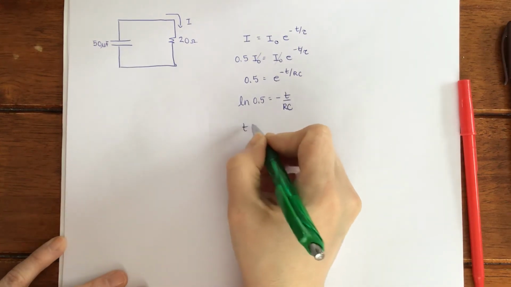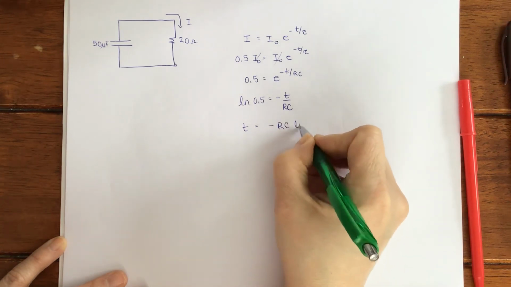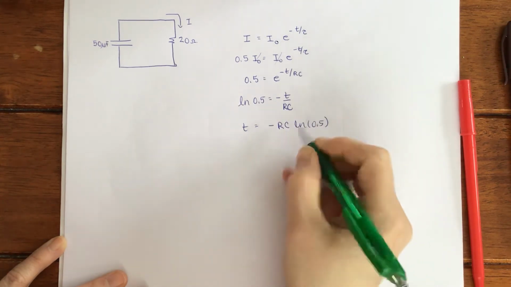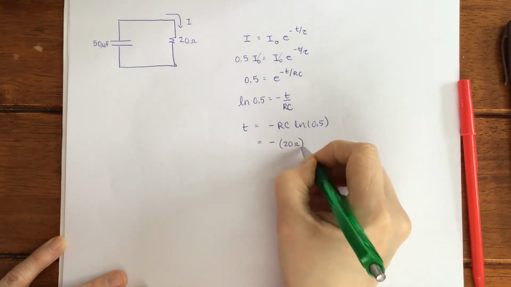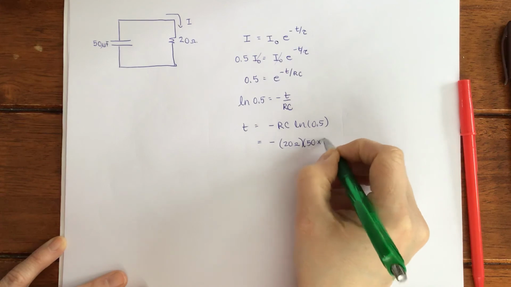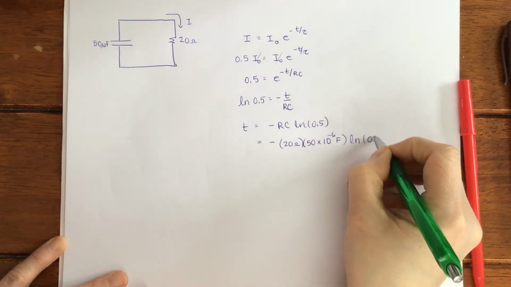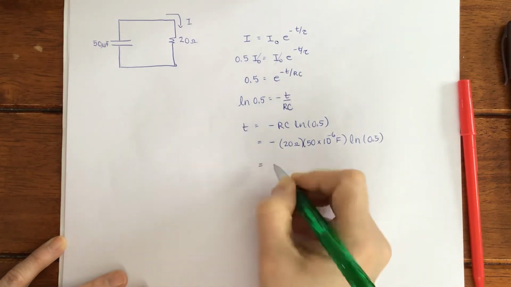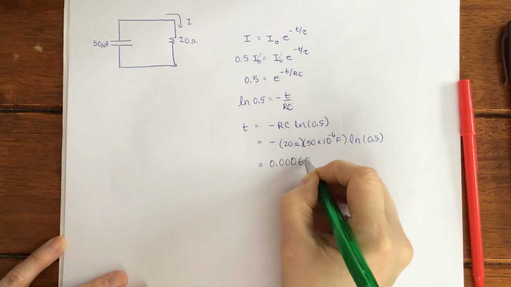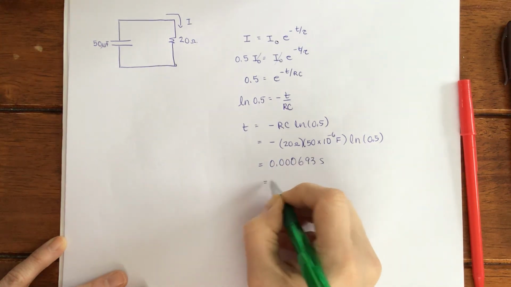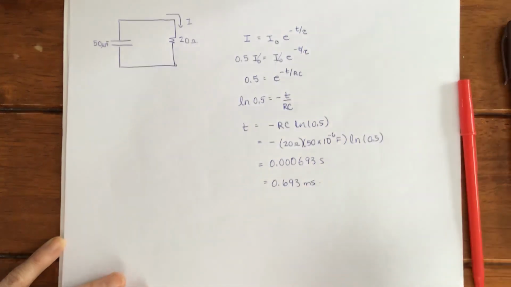T is equal to minus R times C times the natural log of 0.5 equals minus 20 ohms times 50 microfarads. Remember, micro is times 10 to the minus 6, times the natural log of 0.5. Put that through the calculator, we get 0.000693 seconds, or if you prefer milliseconds, 0.693 milliseconds. So that's how long it takes to get down to half its original current.